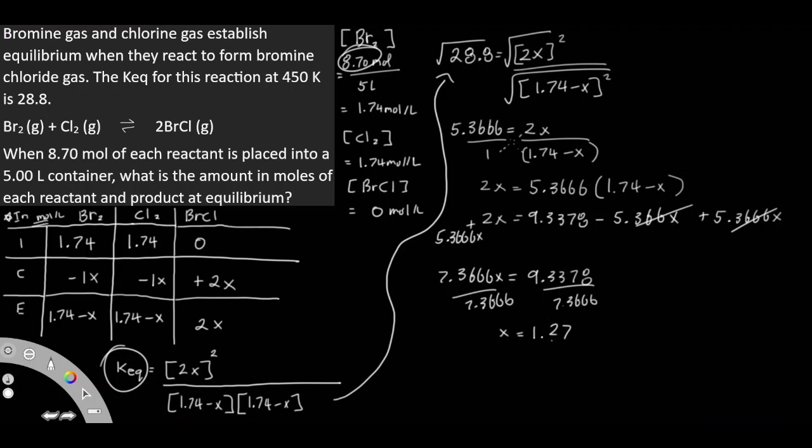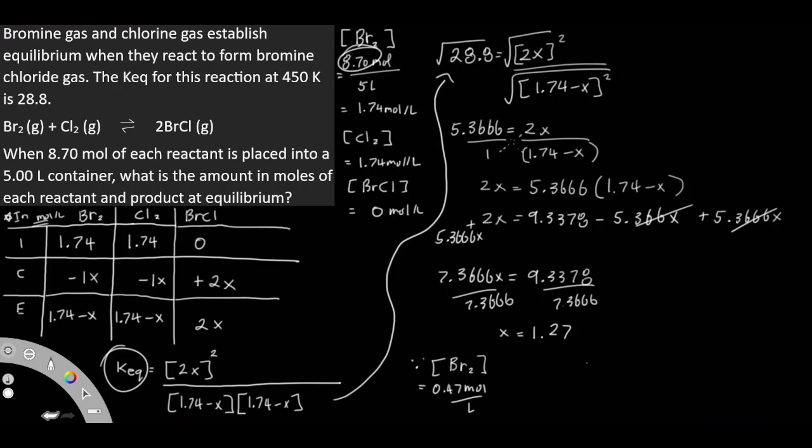Now this value over here, we can insert it into here, insert it into here, and insert it into there. So what is going to be our concentration for Br2 after equilibrium? Because obviously this row here is dealing with equilibrium. So I'm just going to put, moreover, our Br2 concentration is going to equal 1.74 minus this value. What do you end up getting? I end up getting 0.47. Okay, so this is 0.47 moles per liter.